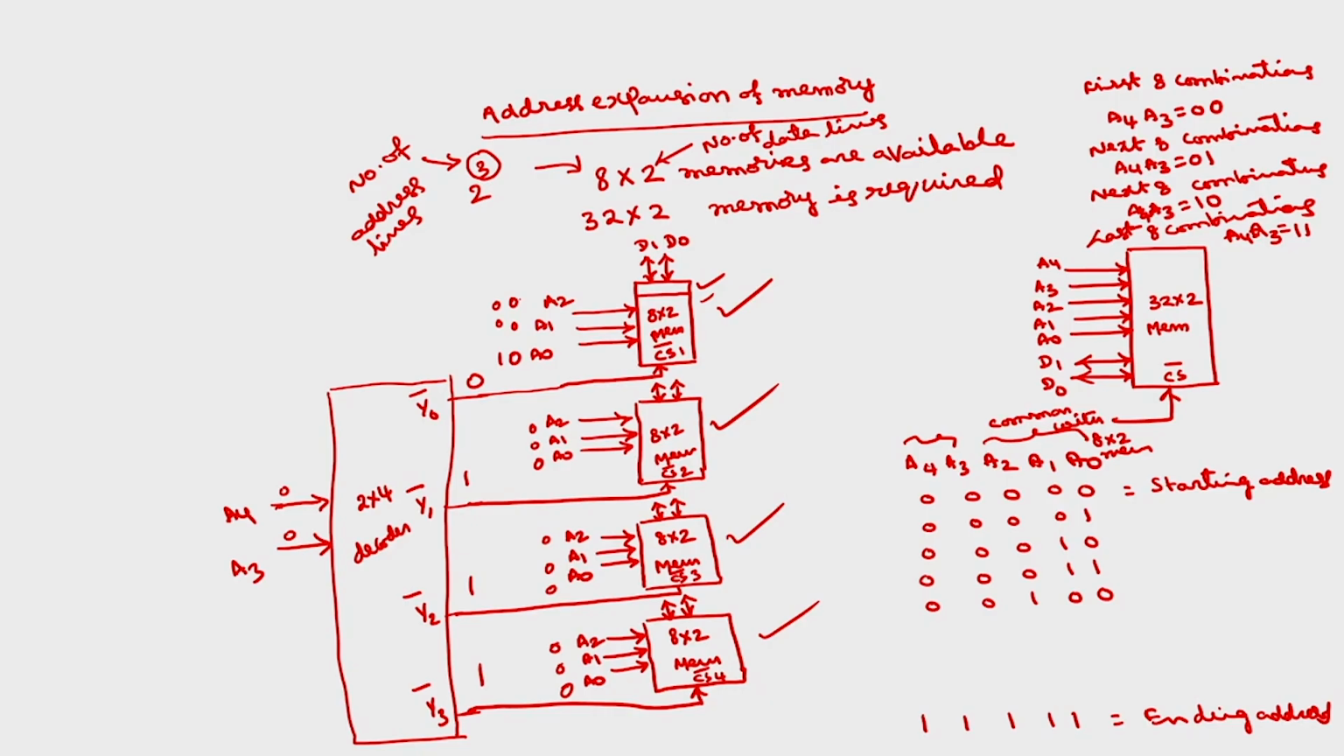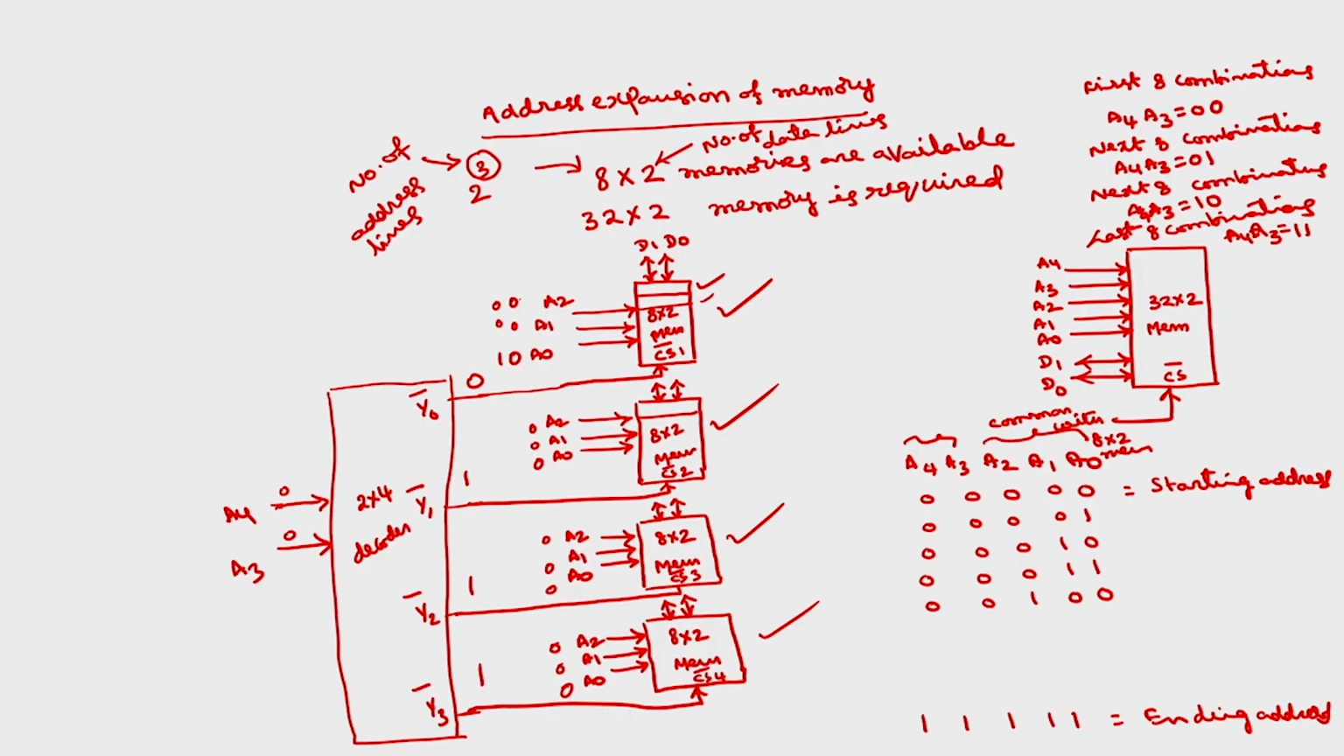Even if I give A2 A1 A0 as 0 0 0, the 0th location of those memories will not be selected; they will be disabled. Only the 0th location of the first 8 by 2 memory will be selected, because for that the chip select signal is 0. For the remaining, chip select bar is 1, meaning the chip is not selected at all. Similarly, for A2 A1 A0 as 0 0 1, only the first location of this one will be selected. Then the second location, third location. After these first 8 locations, the 9th location will be selected here.